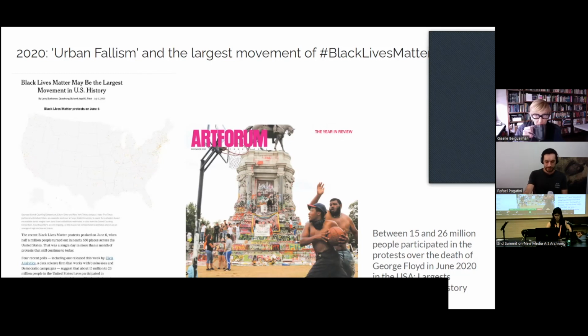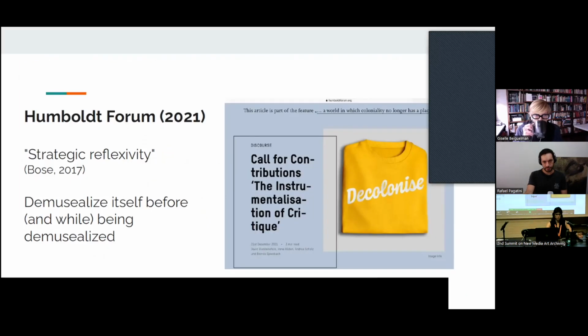And so this is just to introduce the topic of the Humboldt Forum, which is a case study that I'm working on in my PhD thesis. And considering all these recent episodes, it could not have been a more troubled historical moment for a museum like the Humboldt Forum to open, as it did last year after years of delay.